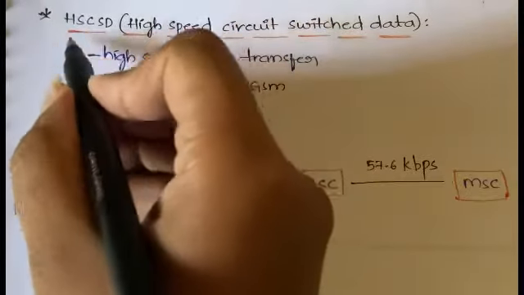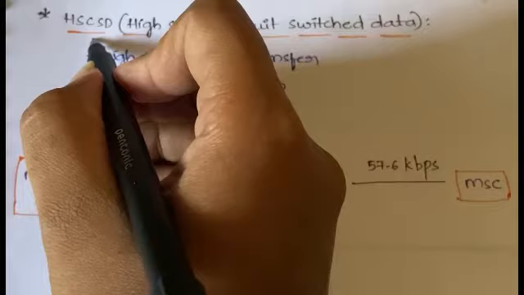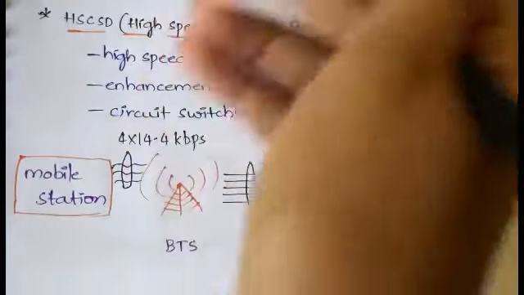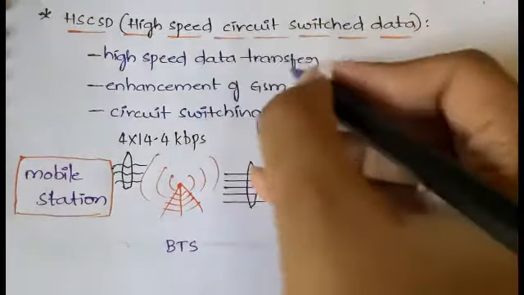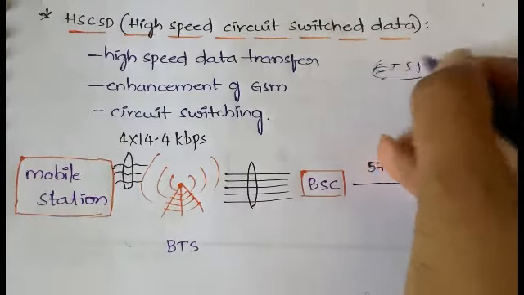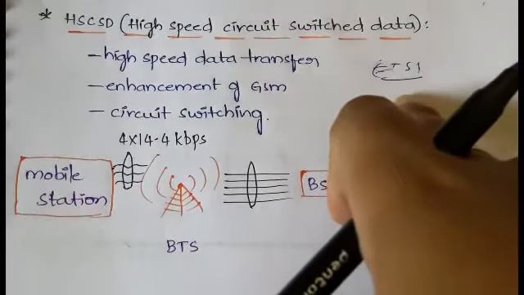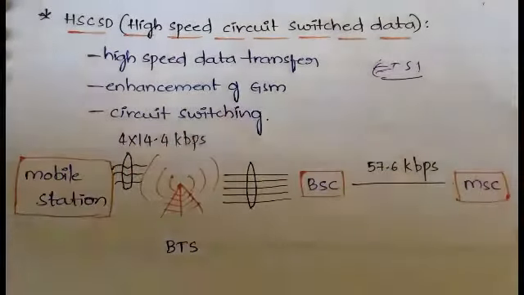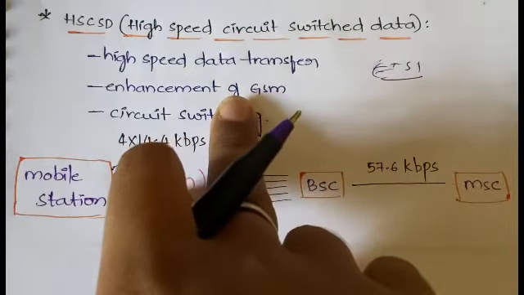HSCSD means high speed circuit switched data. It is almost similar to GPRS, which we have discussed previously, but here data is transferred at very high speed, and it is also given by ETSI. You know what ETSI is, right? European Telecommunication Standards Institute. Here data transfer is done with high speed techniques.